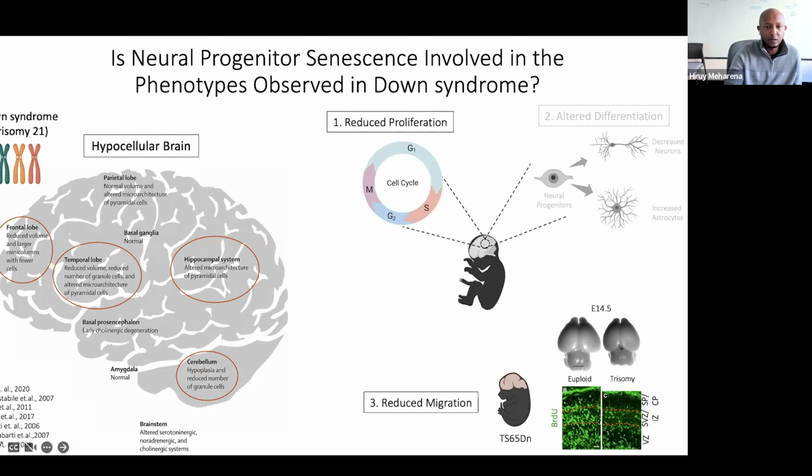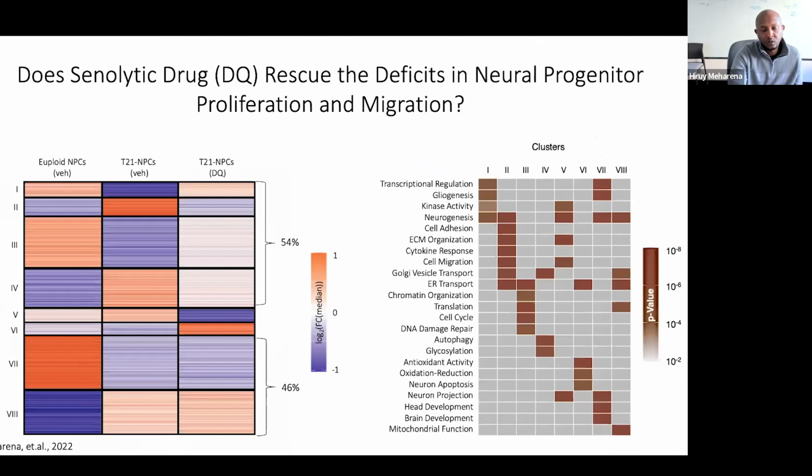And we have some data in our ongoing studies looking at altered differentiation, but in our published data set, we interrogated some of these proliferation and reduced migration changes. And one of the most interesting things that we saw is that we performed RNA sequencing after drug treatment. Interestingly, we were able to ameliorate approximately 54% of the differential gene expression that we saw. And two of the features, which include cell migration and cell cycle, were in the clusters where we were able to ameliorate it with this dasatinib quercetin drug treatment.